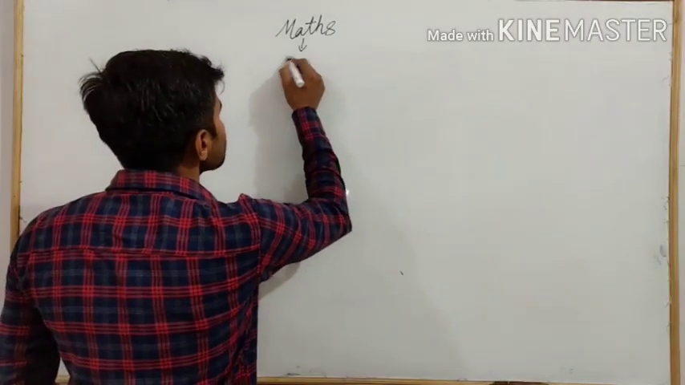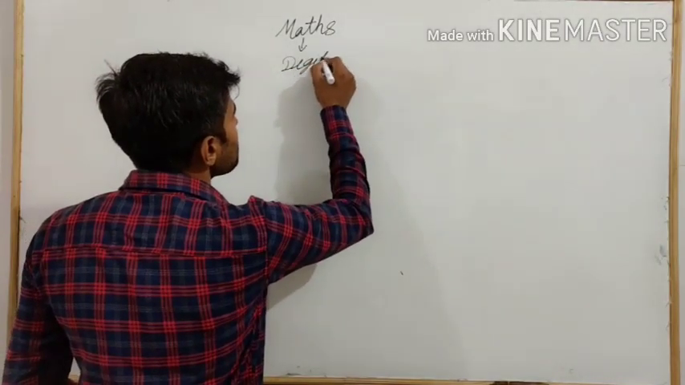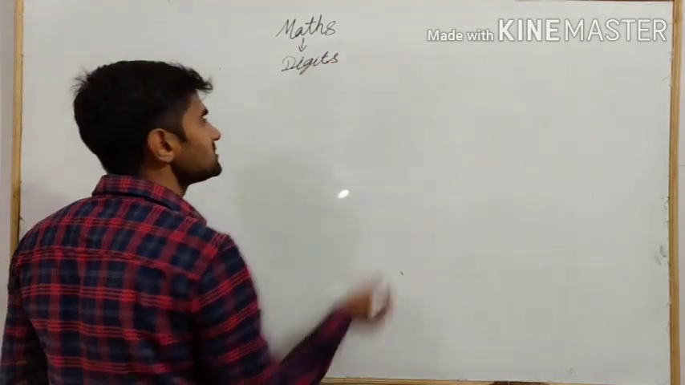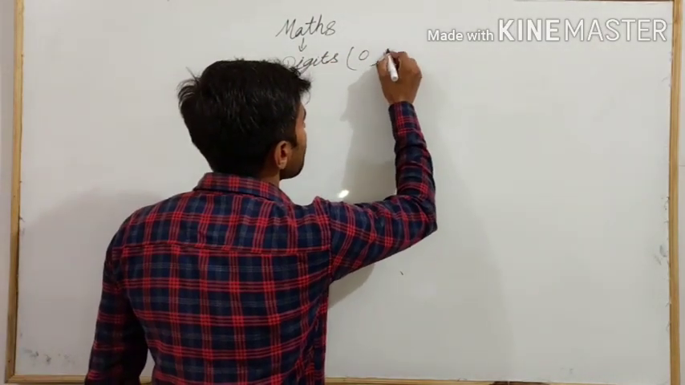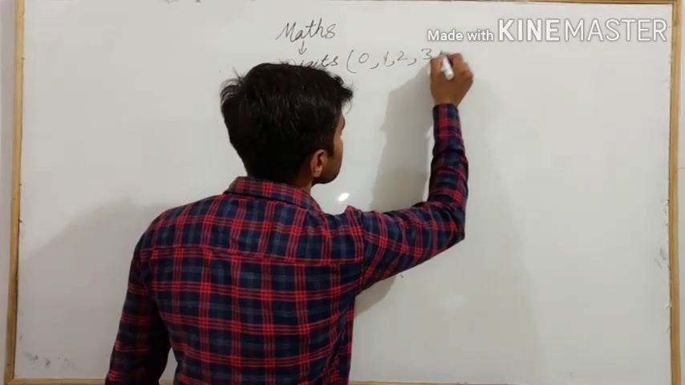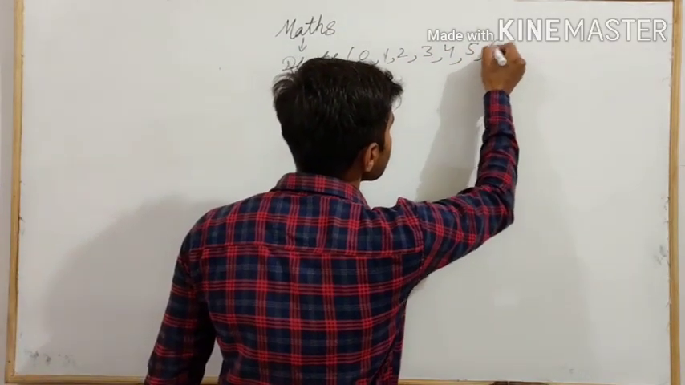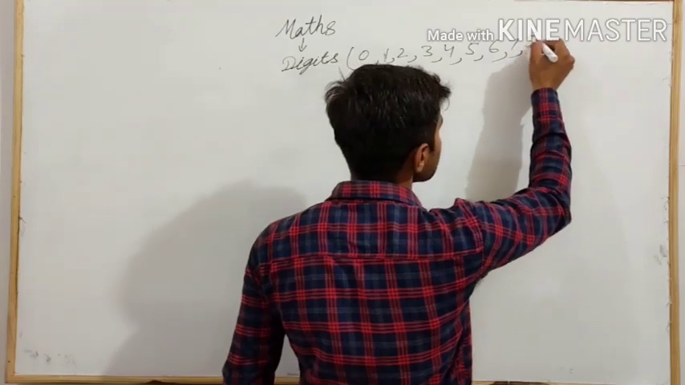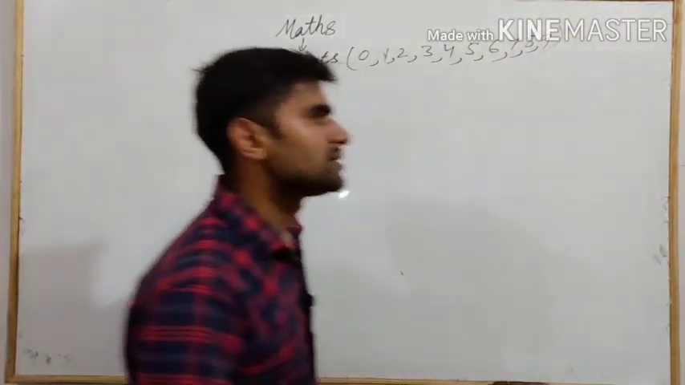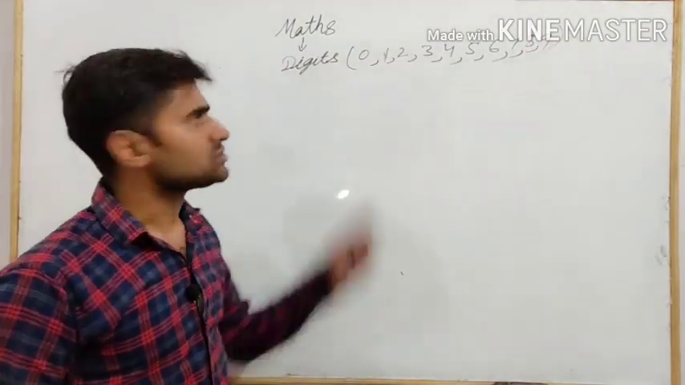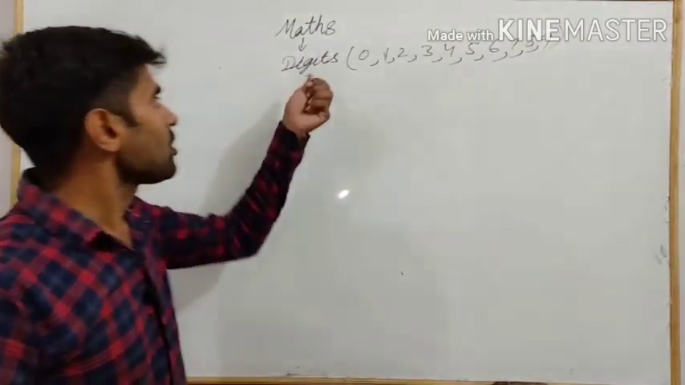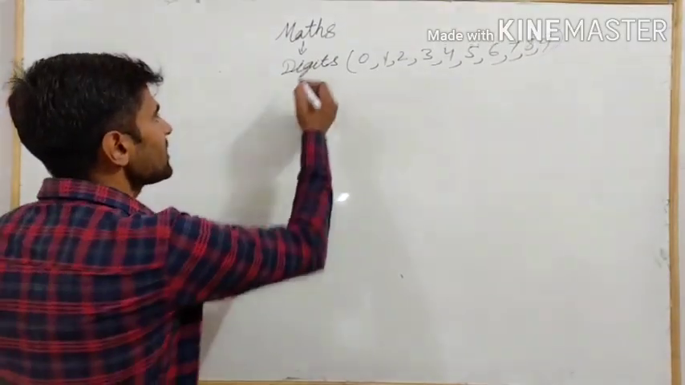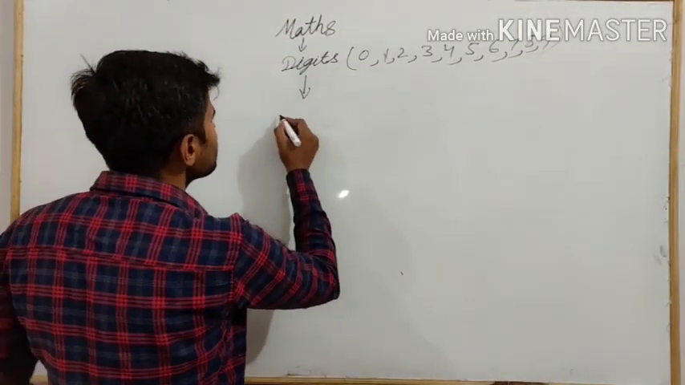Maths first step is digits, and digits are 0, 1, 2, 3, 4, 5, 6, 7, 8, 9. There are 10 digits. From these digits we can create or make any number.